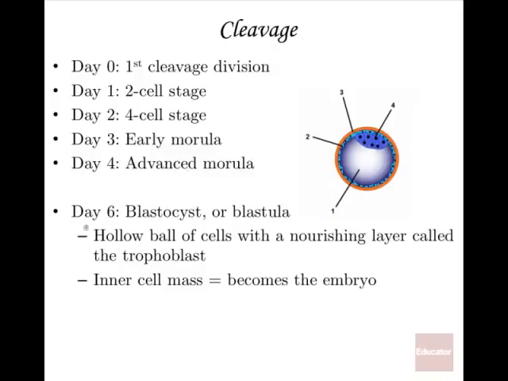And then flash forward to almost a week into this, day 6, we finally have what's called a blastocyst, or blastula is another name for it. And that's what you're looking at right here. This little picture is a hollow ball of cells with a nourishing layer called the trophoblast. Number 4 here, what you're looking at is an inner mass of cells. So I'm going to highlight that in yellow. Inner cell mass, that's what's going to become the embryo, these cells right here.